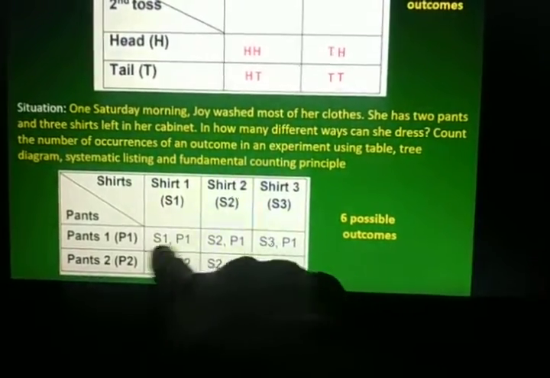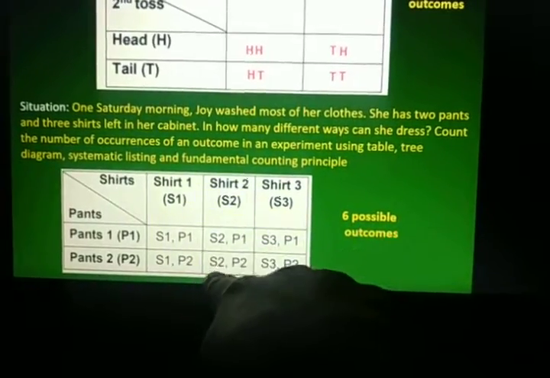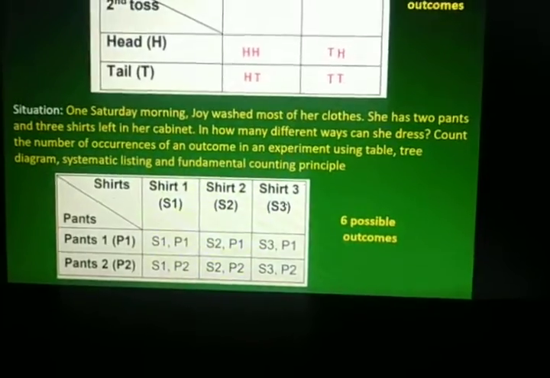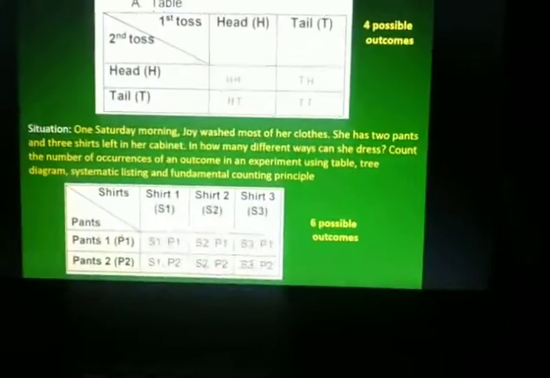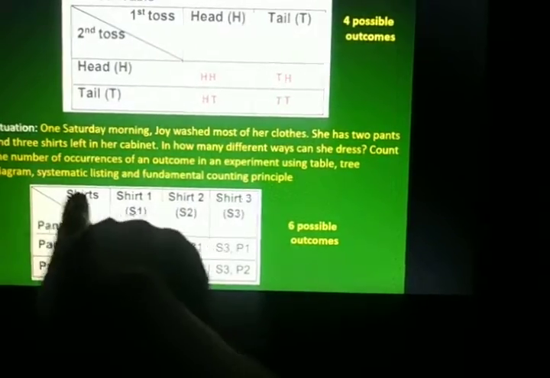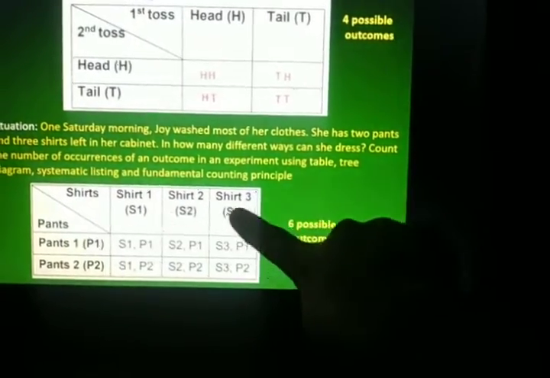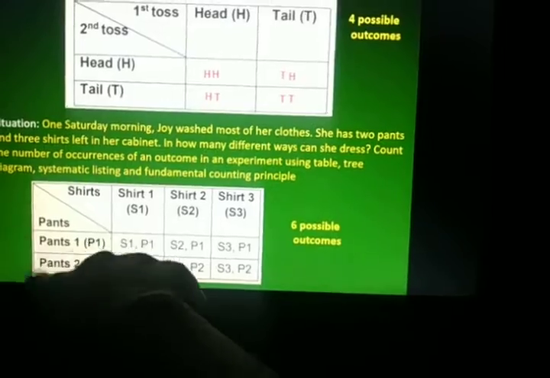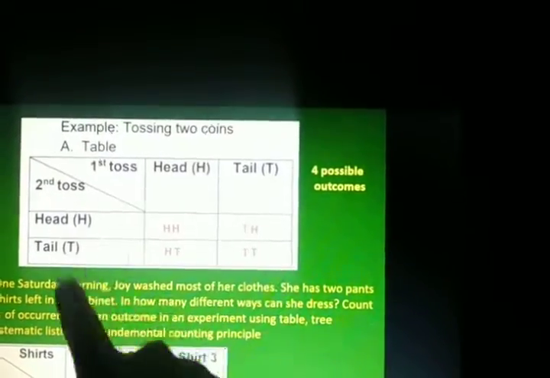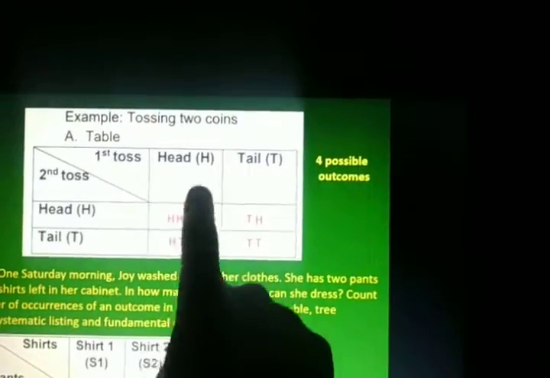Here it is. S1, P1, S1, P2, S2, P2, S2, P1, S3, P1, S3, P2. There. It is a simple table, no? Again, you list it. First, label the first variable. Then the second variable below. And then just their combination. Just like that. Head, tail, then combination.